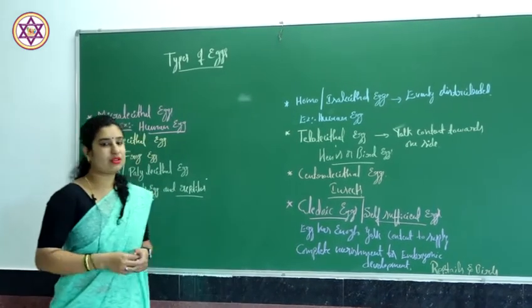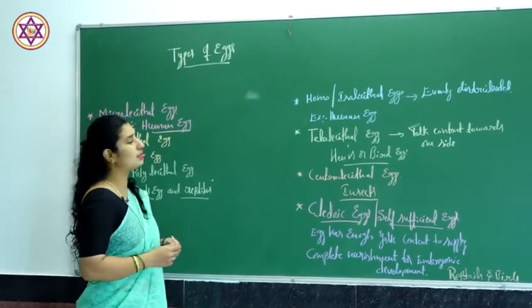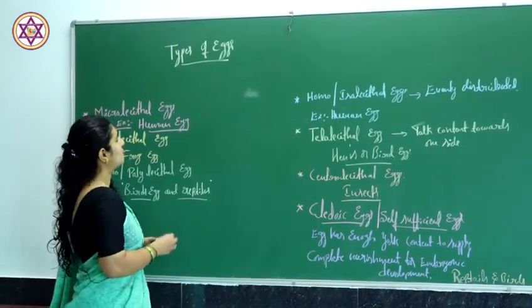In this class, I am going to discuss the continuation part of Unit 1, that is gametogenesis. Let's discuss the types of eggs.